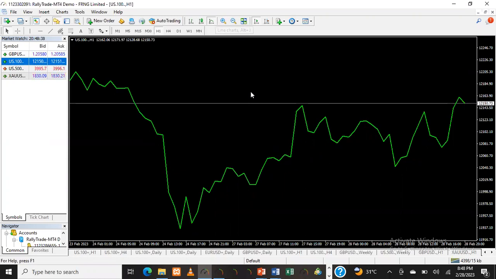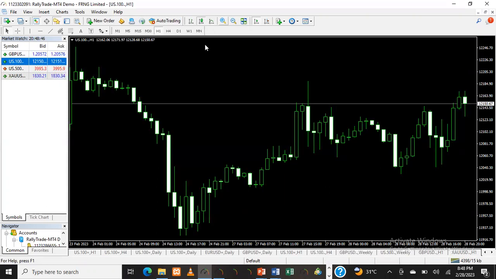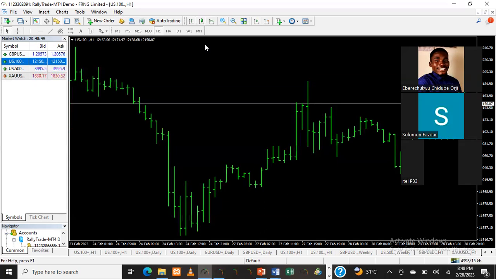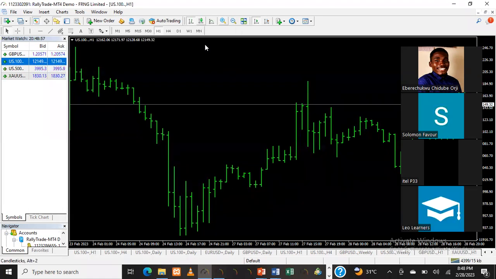Most people prefer trading using line charts. Many traders use candlestick, while some persons use the bar charts. So today we'll be looking at candlestick.